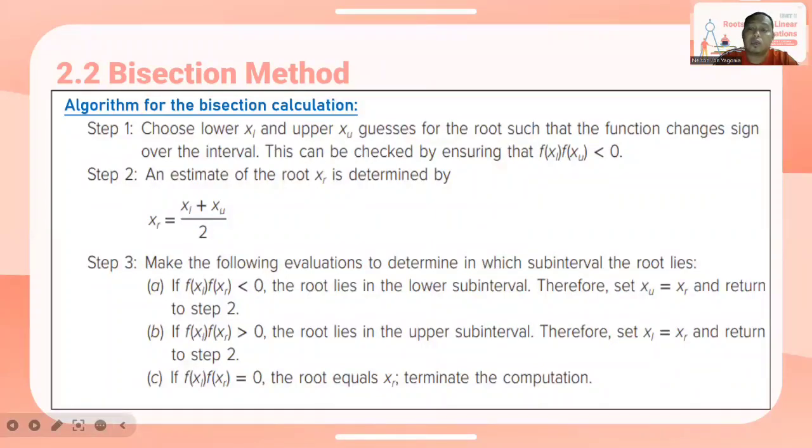And the third case, if f(x sub L) times f(x sub R) is equal to 0, the root equals x sub R. So the root now is equal to x sub R, and the computation will terminate.